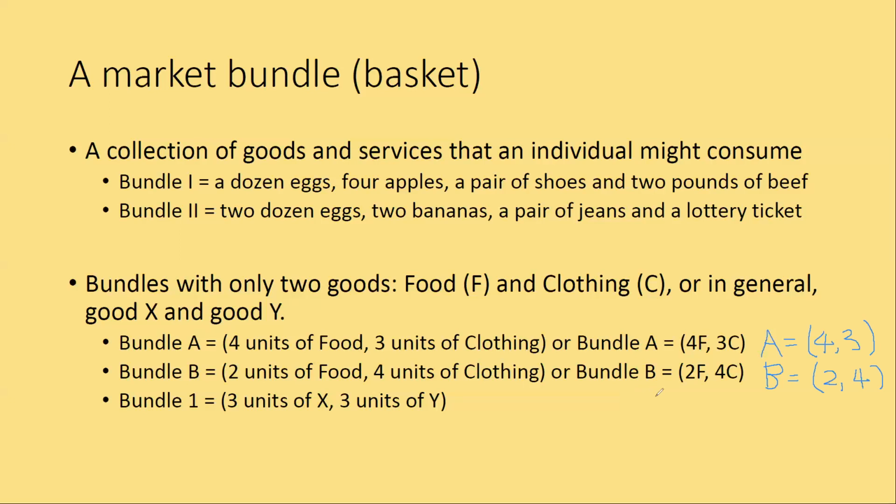And in general, we consider a bundle that consists of certain units of good X and certain units of good Y. So here, bundle 1 consists of 3 units of X and 3 units of Y. In the next slide, I'm going to draw some of the bundles on the graph.